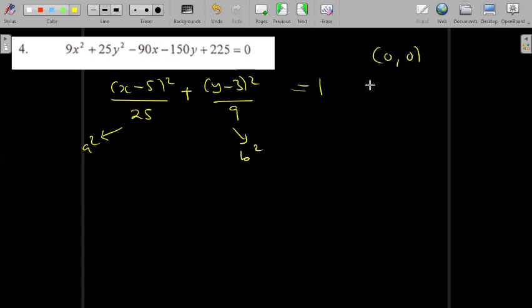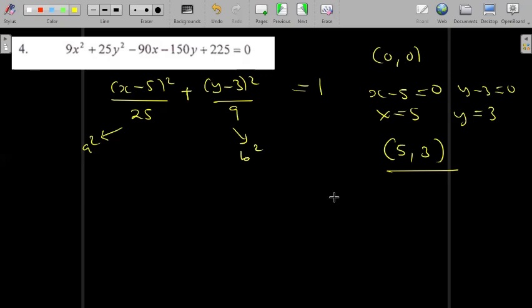So how do you get the new center? You just equate the first part, x minus 5, to be equal to 0, and you have x equal to 5. Then the other one, y minus 3 equal to 0, and you just get y equal to 3, meaning your center is 5, 3. So this is the center which we get.